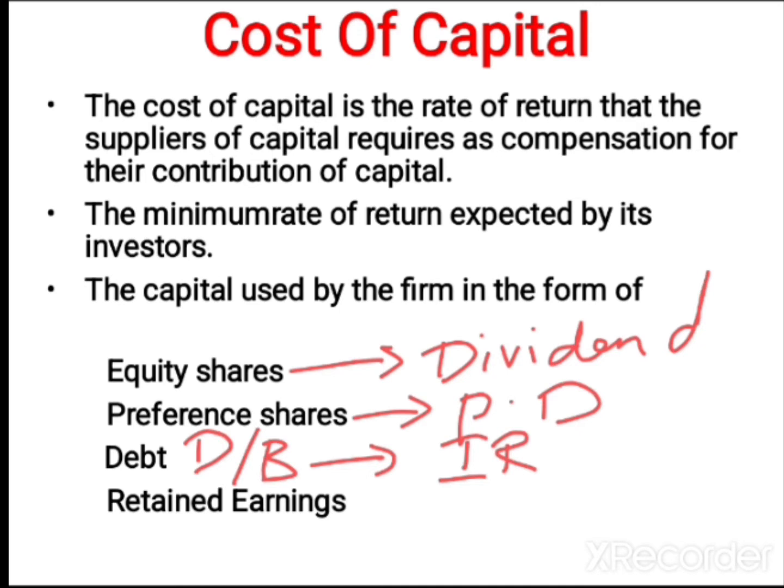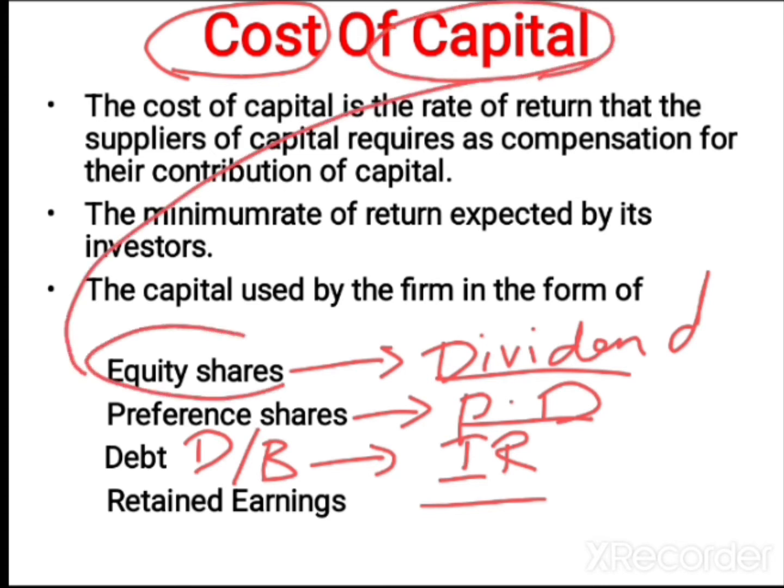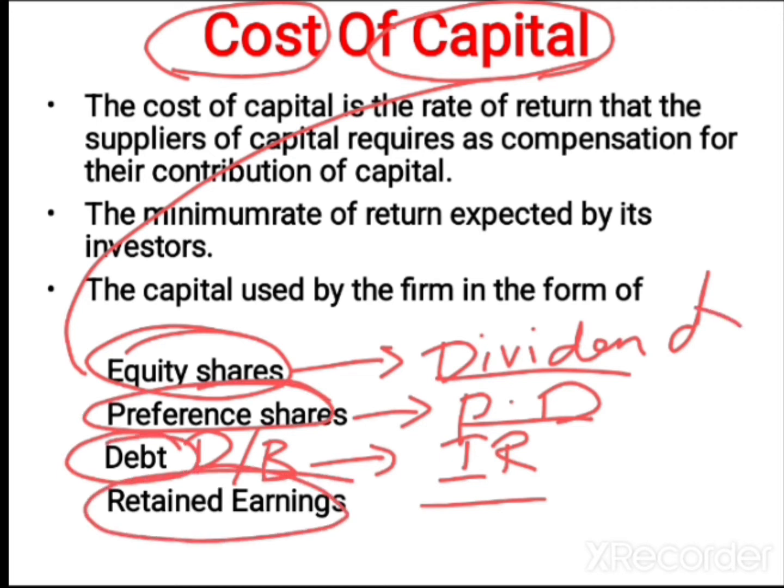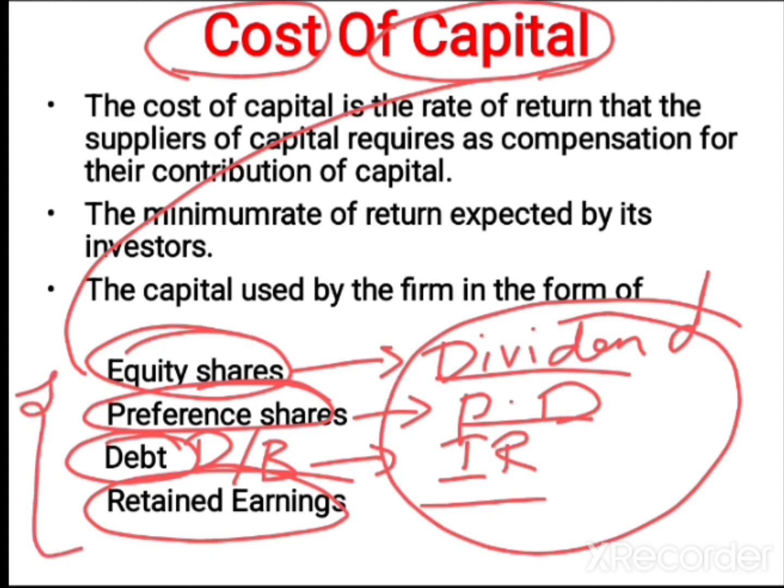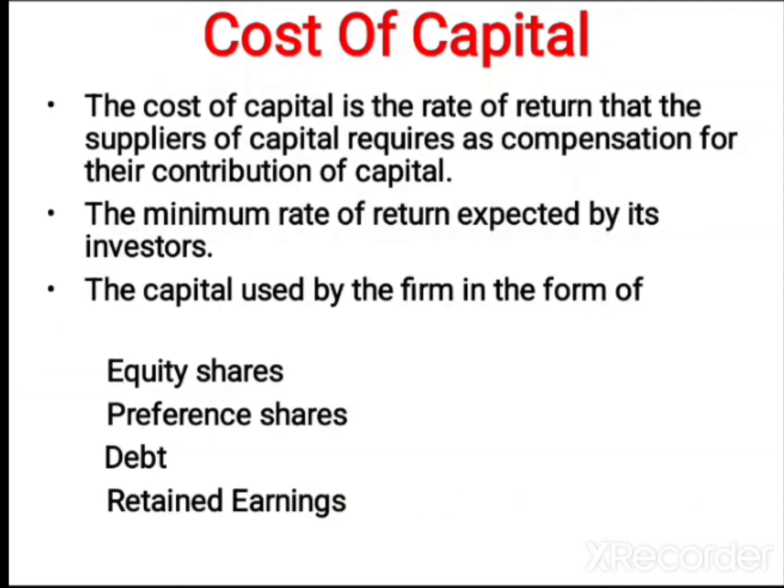So all these are the returns which the company needs to pay to its investors, hence it is a cost to the company. Basically capital is your equity, preference, debentures, retained earnings, and the returns on this capital is called cost of capital. Cost of capital is the minimum rate of return expected by its investors. What is this minimum rate of return? Minimum rate of return is the return which a firm is required to earn on its investment project.